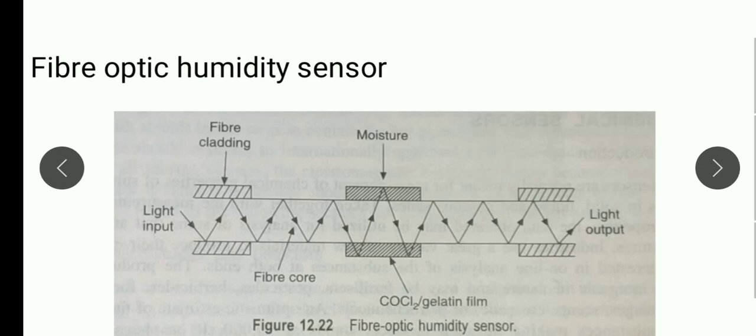So what happens when my light touches my cobalt chloride gelatin film? When the light passes through that film, the cobalt chloride molecules turn pink as the water of hydration converts the salt to hexahydrate. So here we are making use of a chemical reaction. When my light touches my cobalt chloride molecules, they turn pink in color based on the content of moisture, because this converts the salt to hexahydrate.